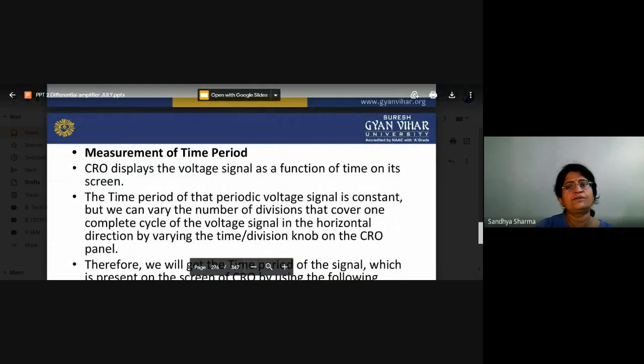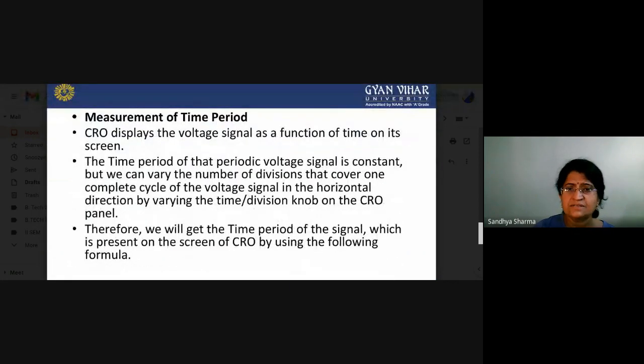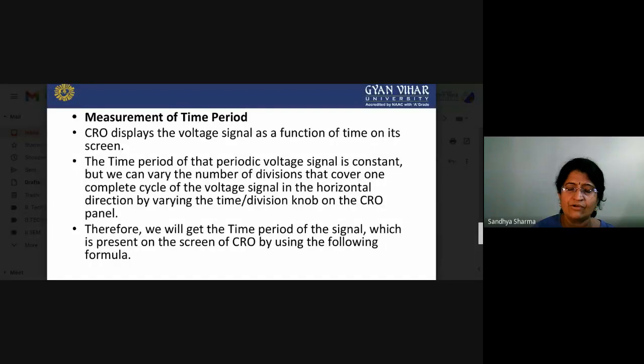So now, measurement of time period. The CRO displays the voltage signal as a function of time on its screen. The time period of a periodic voltage signal is constant, but we can vary the number of divisions that cover one complete cycle of the voltage signal in the horizontal direction by varying the time per division knob on the CRO panel. Therefore, we get the time period of the signal present on the CRO screen by using the following formula.